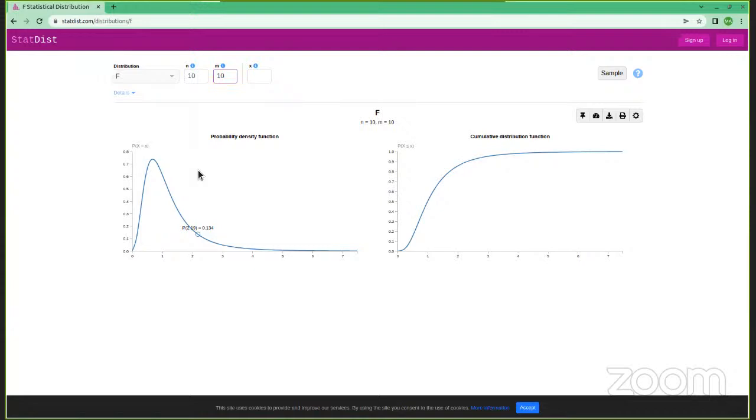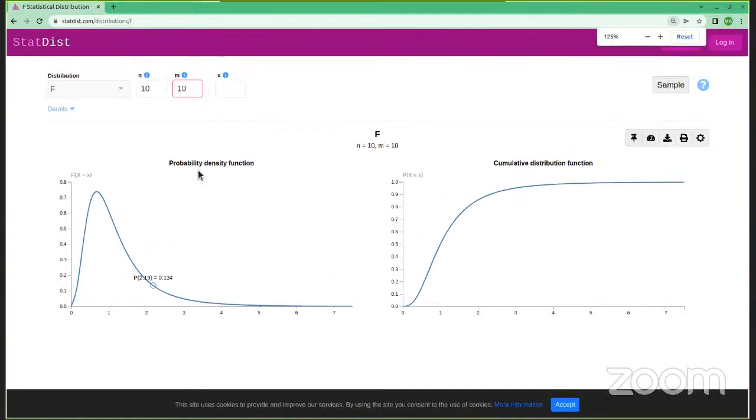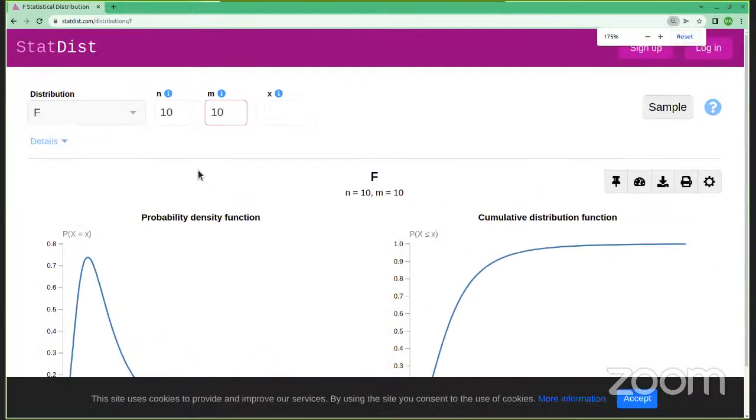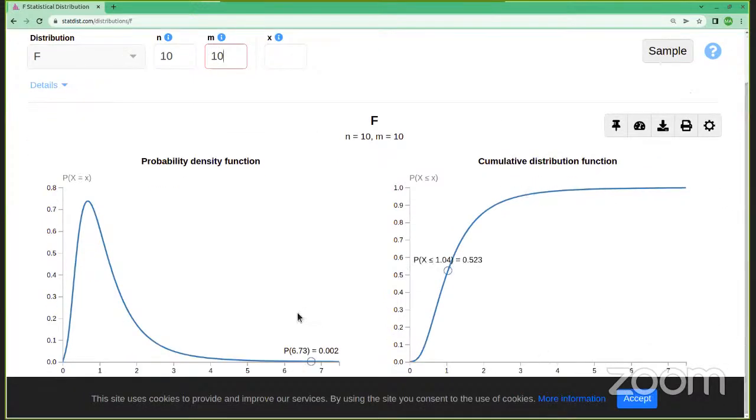So it's not getting zoom. Okay. It's giving both PDF and CDF. Yeah, it is giving both PDF and CDF. Right now we will focus on PDF.